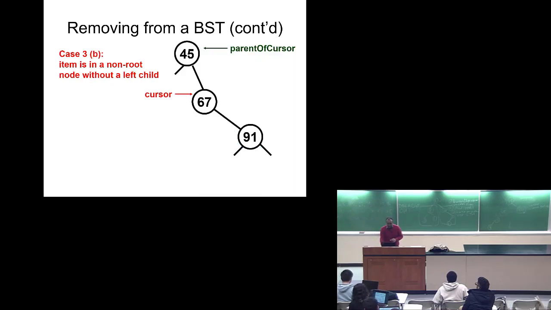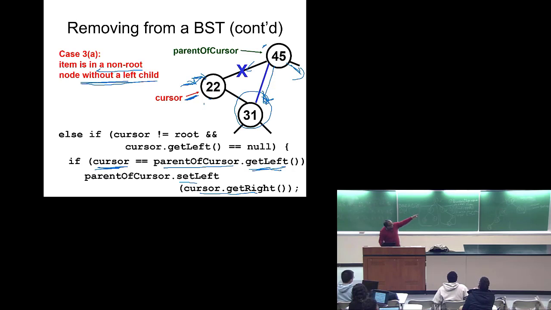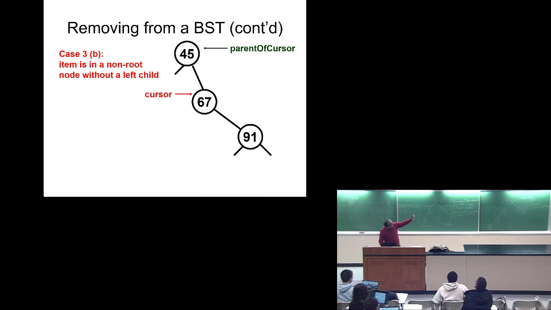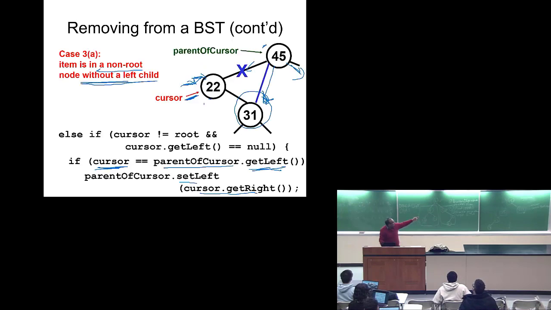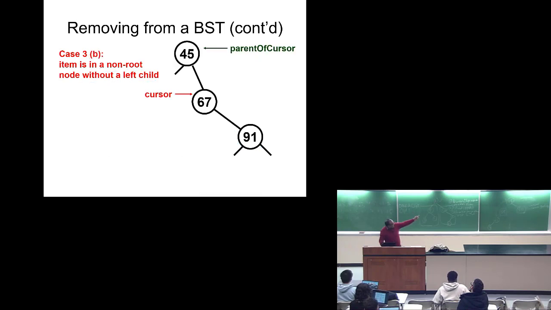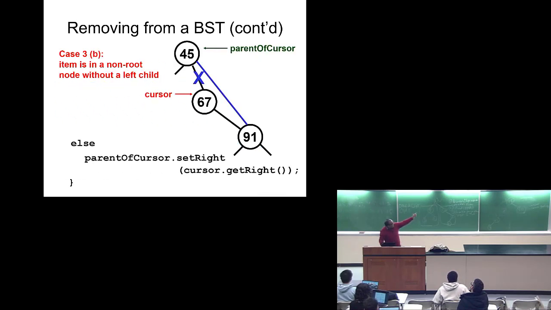otherwise, we'll come to this case where if it is on the right hand side, then you will set this 91 as the right child. In the previous case, you set 31 as the left child of 45. Here, you will set 91 as the right child of 45. Got it? So here we go: parent of cursor dot set right, cursor dot get right. It is still cursor dot get right, but in the previous case it was parent of cursor dot set left. Here it is parent of cursor dot set right. Got it?